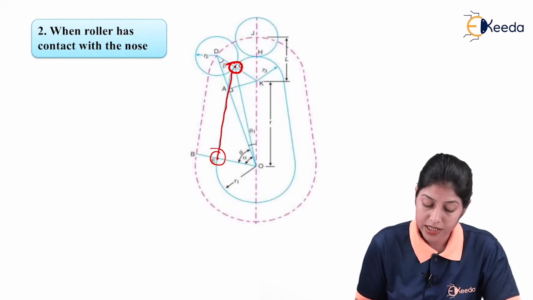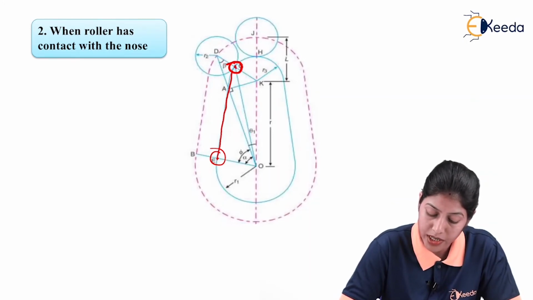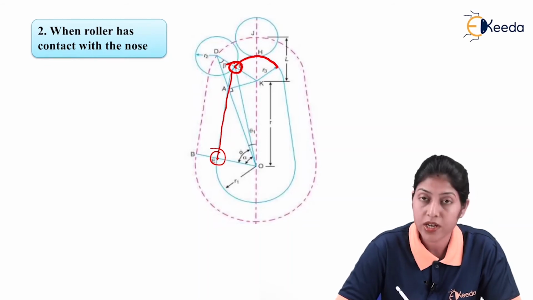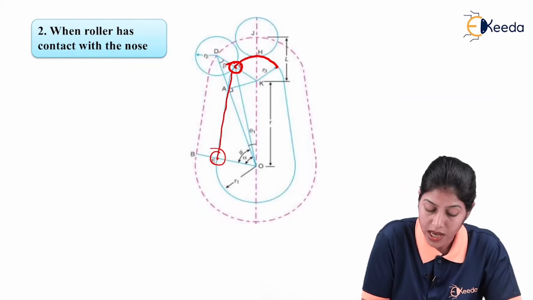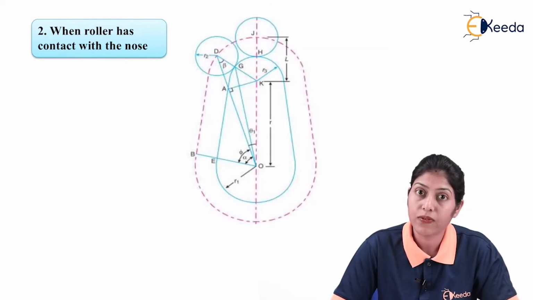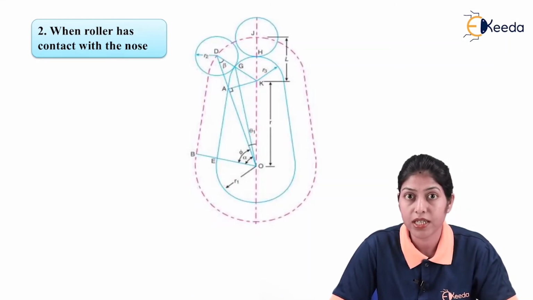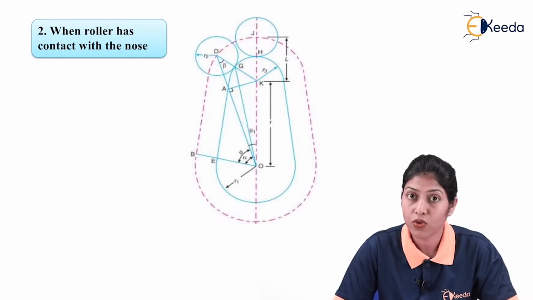Now if we are considering the second condition, when this roller follower is reaching the point G, from this point it will start contact with the nose curve or the nose circle. So when this roller has contact with the nose, in that case, how can we define the displacement, velocity and acceleration diagram for this particular condition for the roller follower?